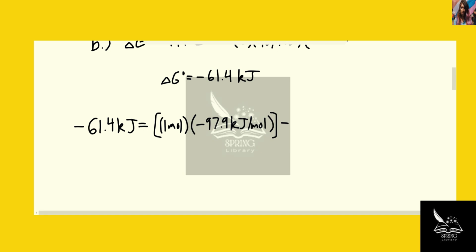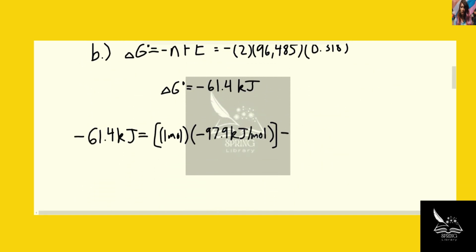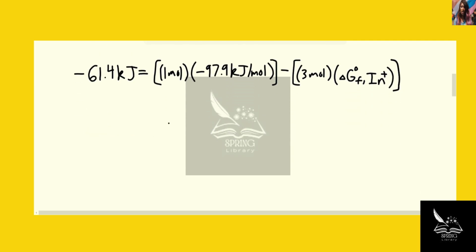Then we subtract the delta G of formation for the reactants. We have 3 moles of In+. So that's 3 moles times what we are solving for, the delta G of formation at standard conditions for In+. And now we can rearrange this equation to solve for that delta G of formation value. And when we do, that'll come out to, in units of kilojoules per mole, about negative 12.2.